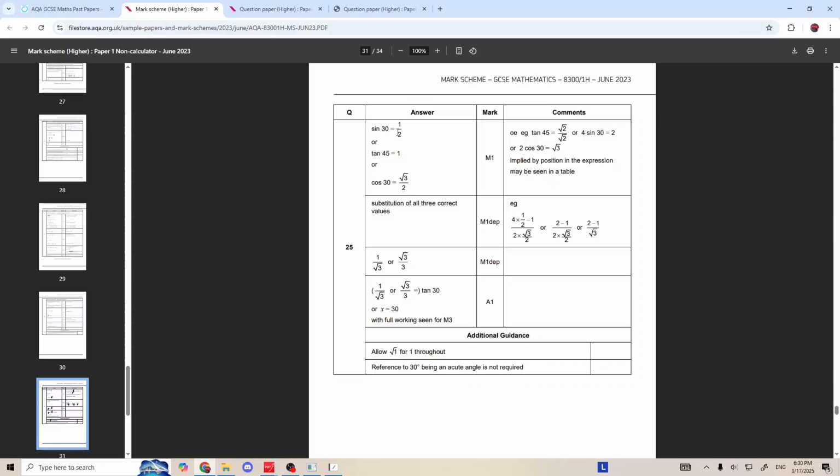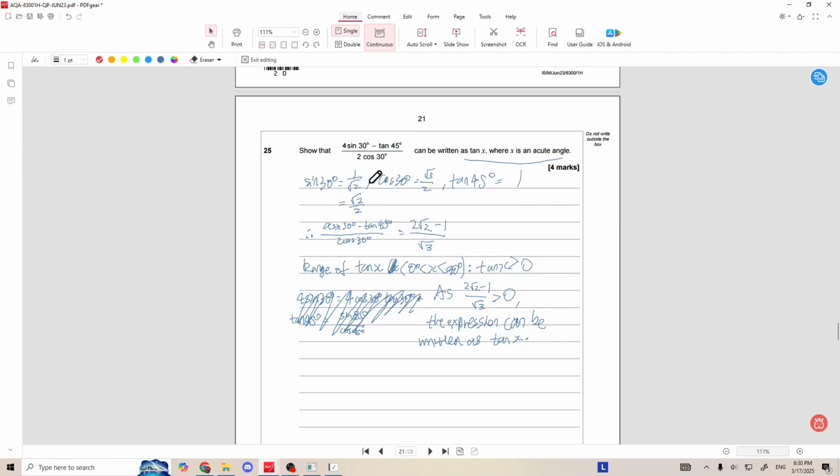Okay, question 25. Well, oh, I see the issue. I made a mistake. Why am I so stupid? Sine 30 is half, not 1 over root 2. This is wrong. Okay, I realize my mistake now.